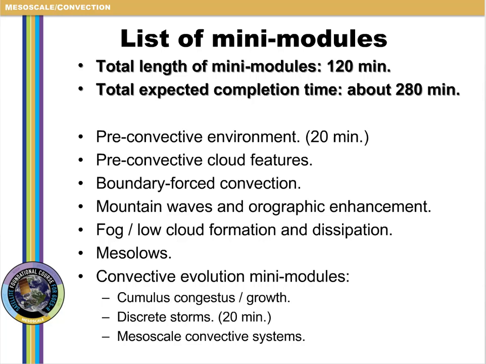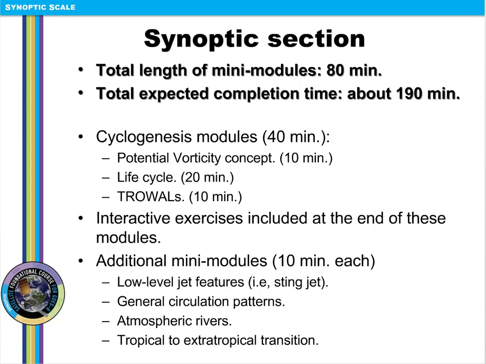The modules include the pre-convective environment, pre-convective cloud features, boundary forced convection, mountain waves and orographic enhancement, fog and low cloud formation and dissipation, meso-lows, and a series of convective evolution mini-modules which include cumulus, congestus, and growth, discrete storms, and mesoscale convective systems. The synoptic section will be structured similar to the mesoscale/convective section.